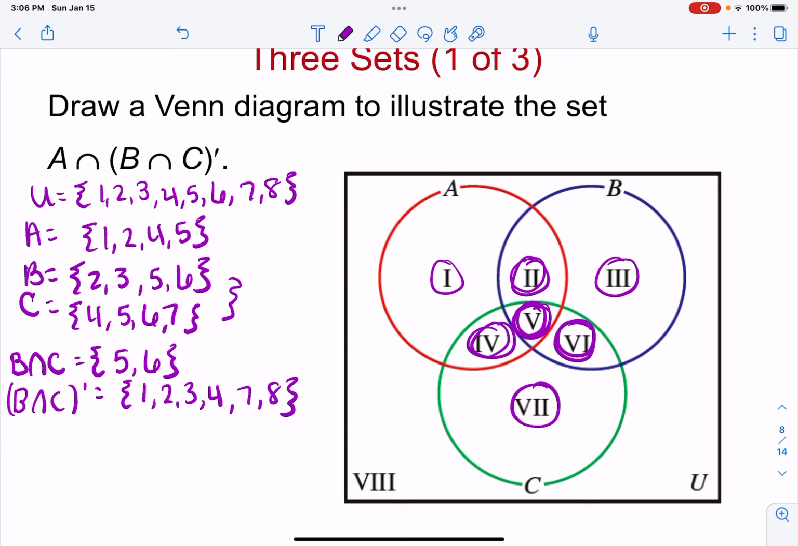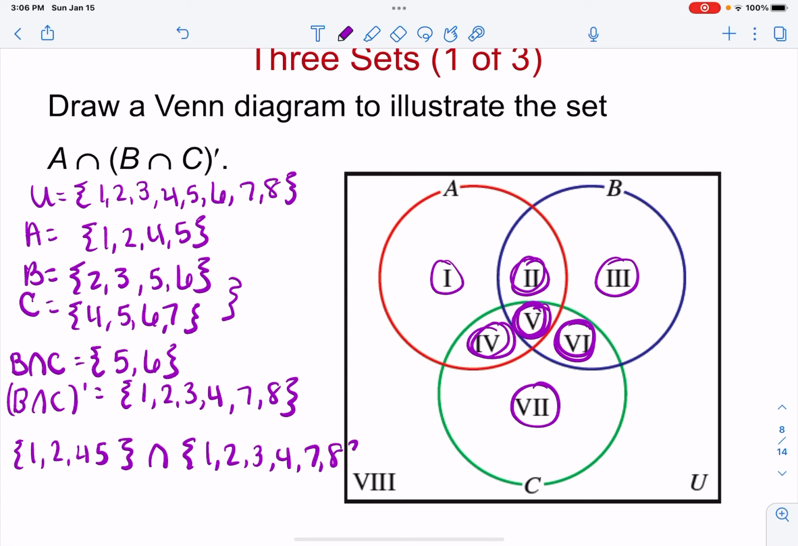Okay, so now what I want to do is the intersection of A with that. So A is 1, 2, 4, and 5, and I'm going to do the intersection with 1, 2, 3, 4, 7, and 8. So again, this is set A, and this is the not of the intersection of B and C.